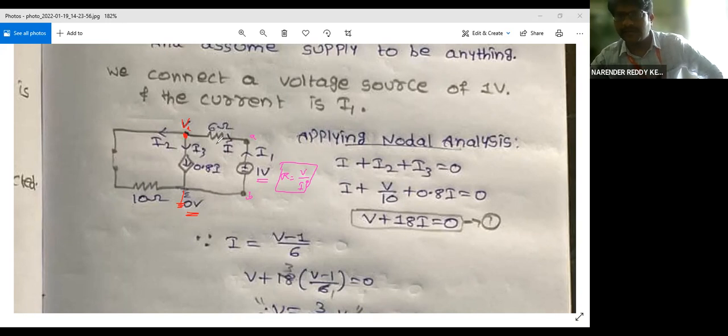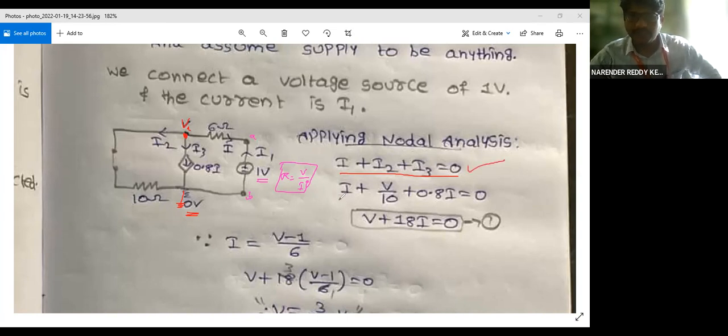So applying nodal analysis, we can write this equation. Applying KCL at this node, what's the equation we have? The algebraic sum of incoming and outgoing currents is equal to 0. Since I already have all the outgoing currents, the equation can be written as I2 plus I3 is equal to 0.